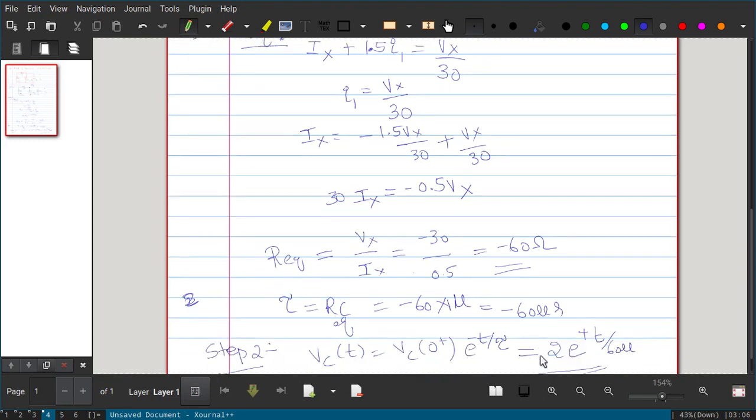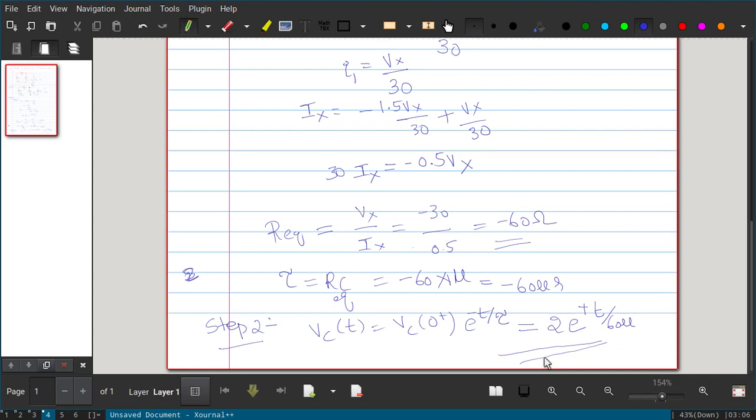Because of this minus sign, see what final result we are getting. Step 2, we can directly use the formula: Vc of t equals A into e power minus t by tau, where A is Vc of 0 plus. Vc of 0 plus is nothing but Vc of 0 minus, which we already know is 2 volt. Here minus t by tau becomes plus t by 60 micro. So instead of an exponentially decaying response, we are getting an exponentially increasing response.